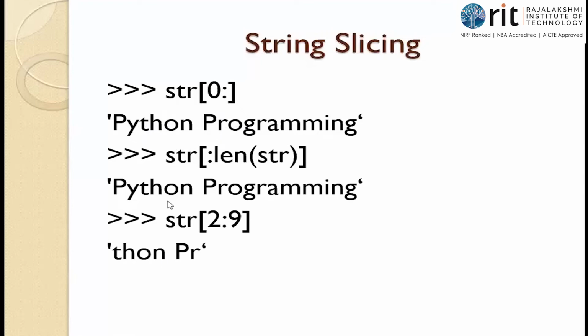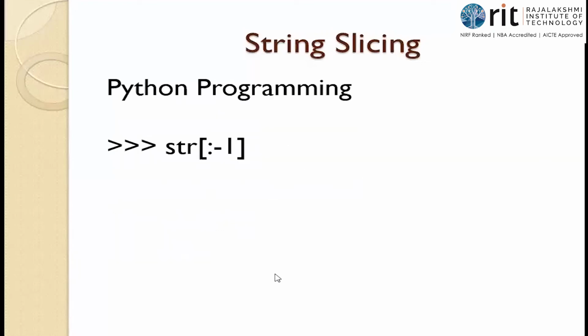See, "thon pr". It is case sensitive: small case for these, the space in between, capital P, and small r. That is given in quotes because it is a string. I have brought a portion of the string. Even a portion of the string is a string. So that is given in quotes. So these are the examples.